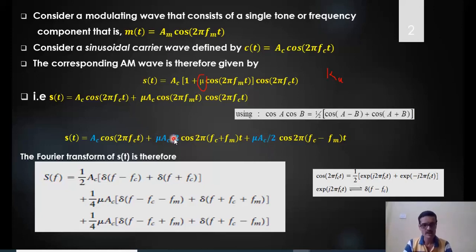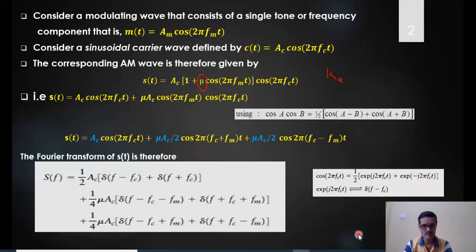If I take the Fourier transform individually of these three components by using this relationship, I can represent this cos signal as half of exponential j 2 pi fct plus exponential minus j 2 pi fct. When I take the Fourier transform of an exponential term, in the frequency domain it is a delta function shifted by fc. That is delta of f minus fc for this, and delta of f minus fc for this particular exponential term.